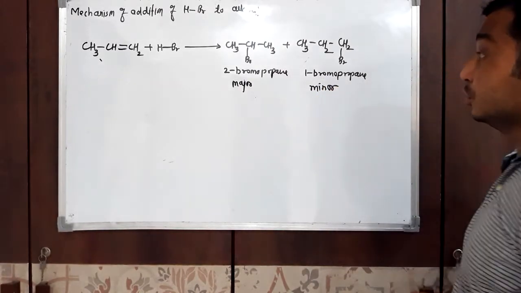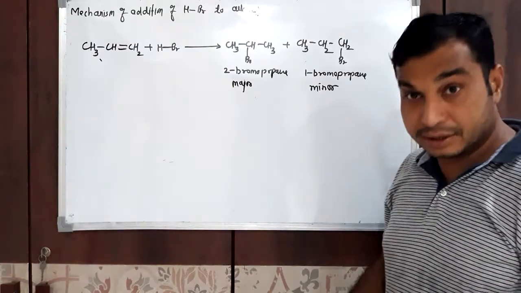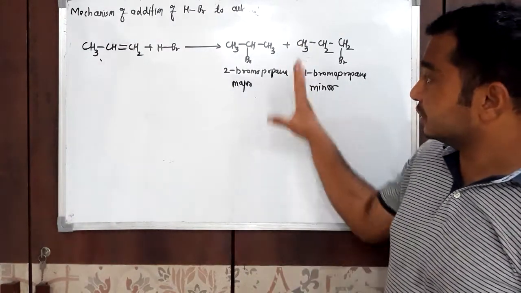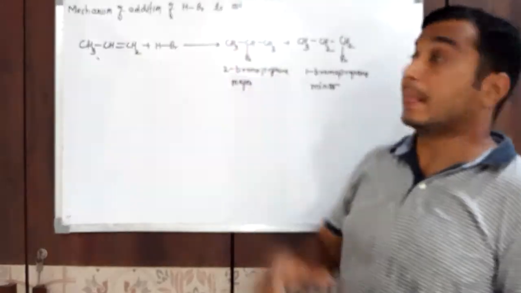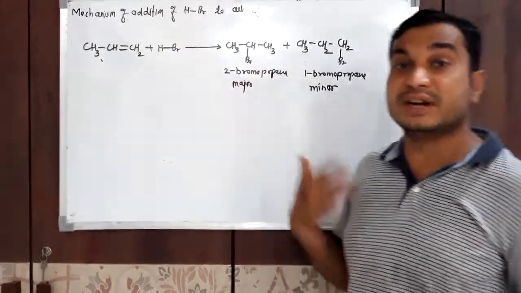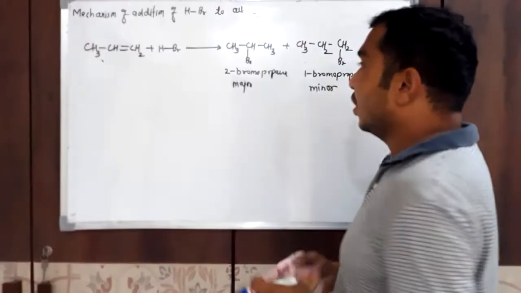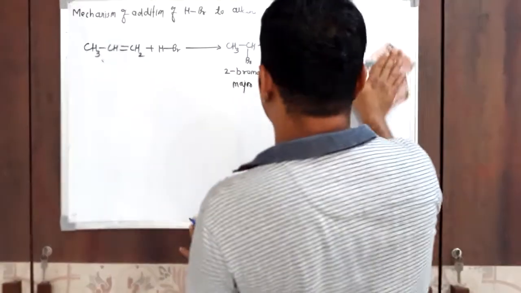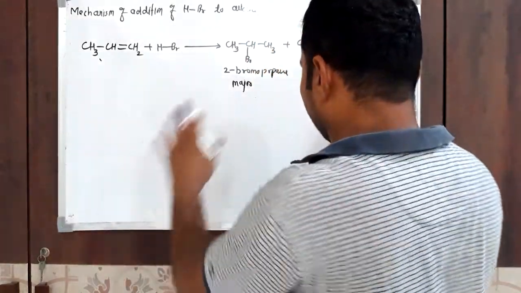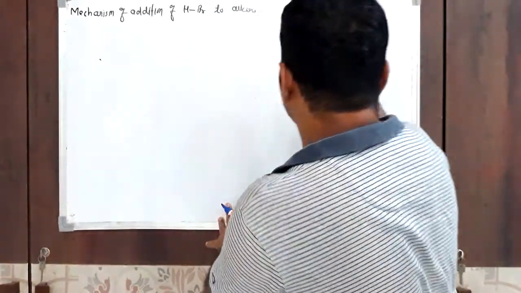Now we have to prove why this is major and why this is minor. Okay. So the answer for this question is in the mechanism. Mechanism of addition of HBr to alkene. Mechanism means stepwise description of each and every part of the reaction. Okay, all things we have to discuss in the mechanism. Now we have to consider this reaction. See what happened during the reaction.